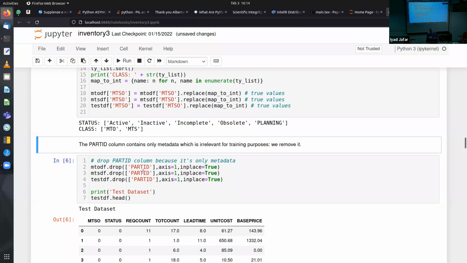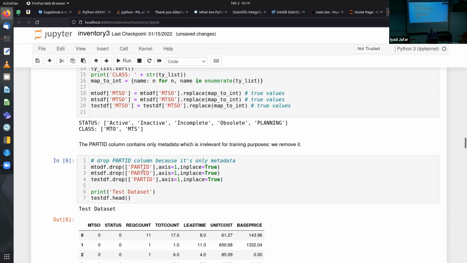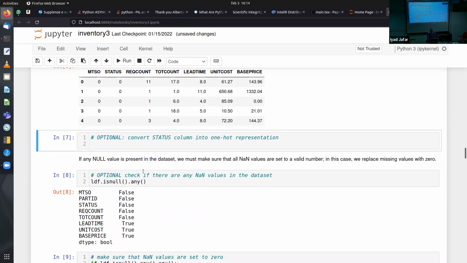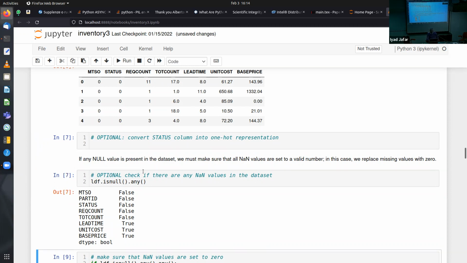In this case, there's a part ID feature which is not representative. It's just a description, so it's metadata. I do not want to bother too much about this, and so I drop the column. So I drop it, and my data set does not contain this. Well, the check of how many of those features contain any null items is just to see whether we need to do something.